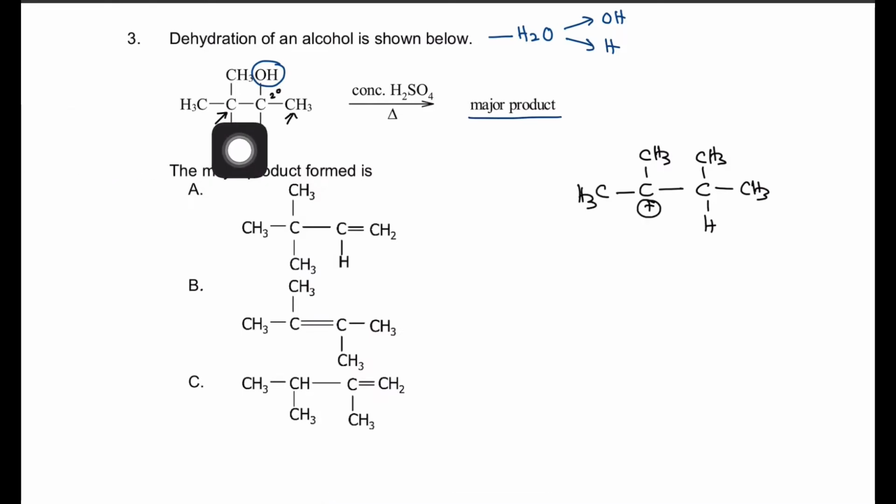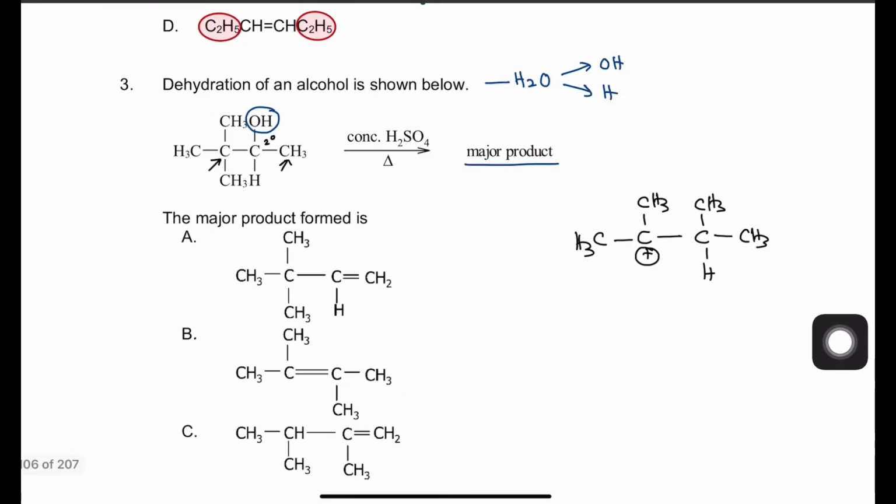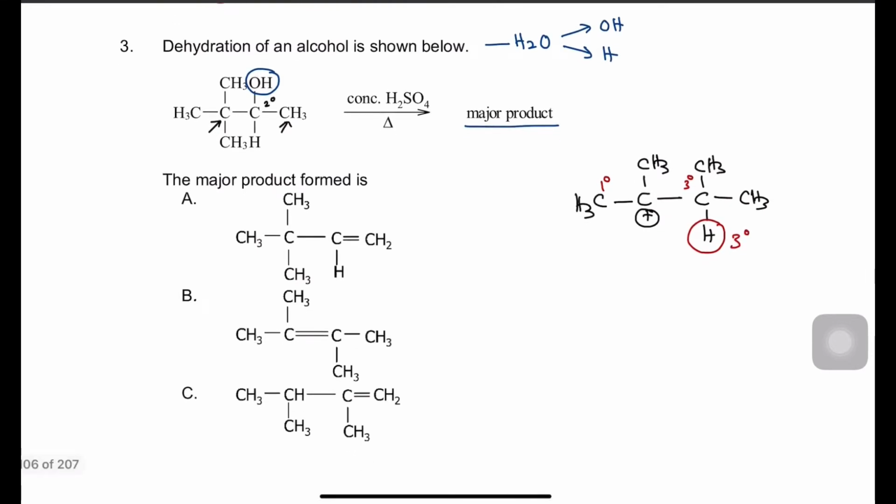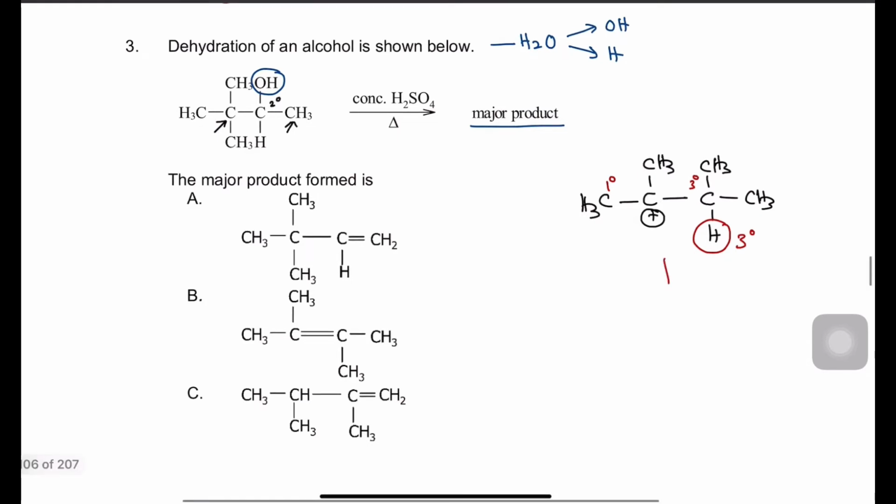Whereby after 1,2-dimethyl shift, the secondary carbocation becomes a tertiary carbocation. Once it becomes this tertiary carbocation, now we are required to remove the adjacent hydrogen. And as we can see, the adjacent carbon is a primary carbon as well as a tertiary carbon. So obviously we are going to remove the tertiary hydrogen to get the most stable product. And your answer should have a double bond in the middle. So the best answer here, as you can see, would be B.